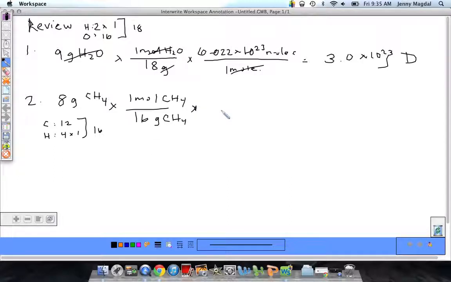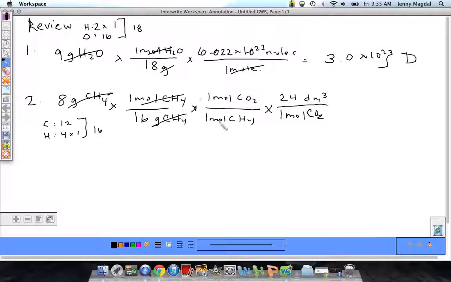Then I need to look at my balanced equation. I'm getting rid of CH4. The coefficient in front of that is 1. So 1 mole of CH4. And I'm looking to get to the CO2. So 1 mole of CO2 goes on top. Then I'm looking for the volume of gas, so I need to remember that for every 1 mole of gas that I have, in this case the CO2, takes up a volume of 24 decimeters cubed, and that's actually given to you, so it wasn't one that you had to memorize for this. Grams cancel out, moles cancel out, moles of CO2 cancel out. I'm going to have decimeters cubed in the end. Again, nice and easy. 1/2 of 24 is 12. That is answer B.